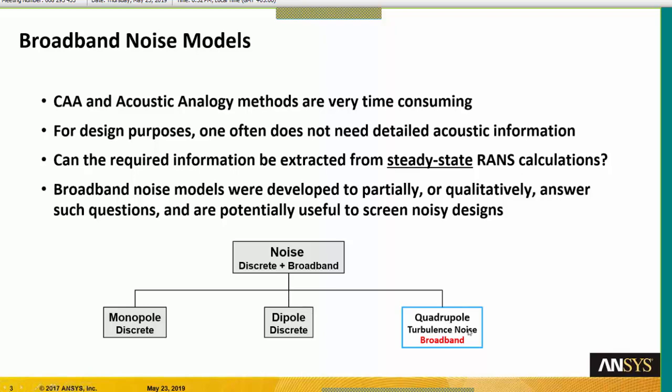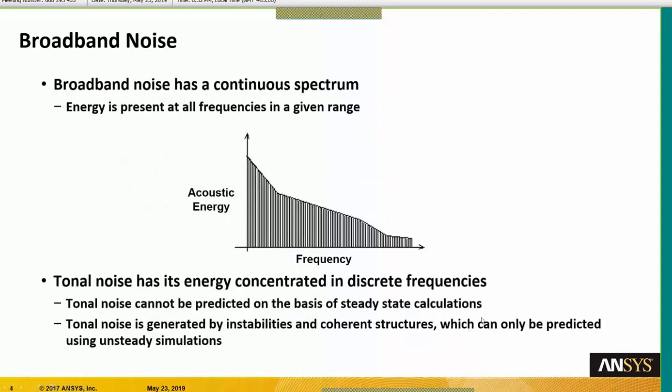So turbulence noise typically. So broadband noise is a continuous spectrum. Energy is present at all frequencies in a given range. It's completely different from tonal noise. And when I talk about tonal noise, I talk about discrete noise. So the energy is concentrated on very discrete frequencies. Tonal noise is usually due to instabilities, coherent structures that are interacting, and so it's extremely restricted in terms of frequency band.